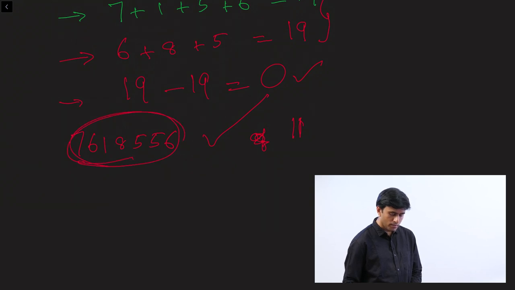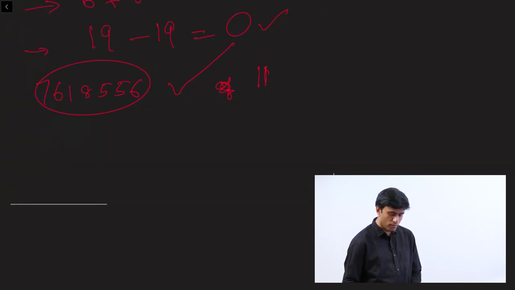Remember, you have to look for two things. You need to find the difference to be either 0 or a multiple of 11.